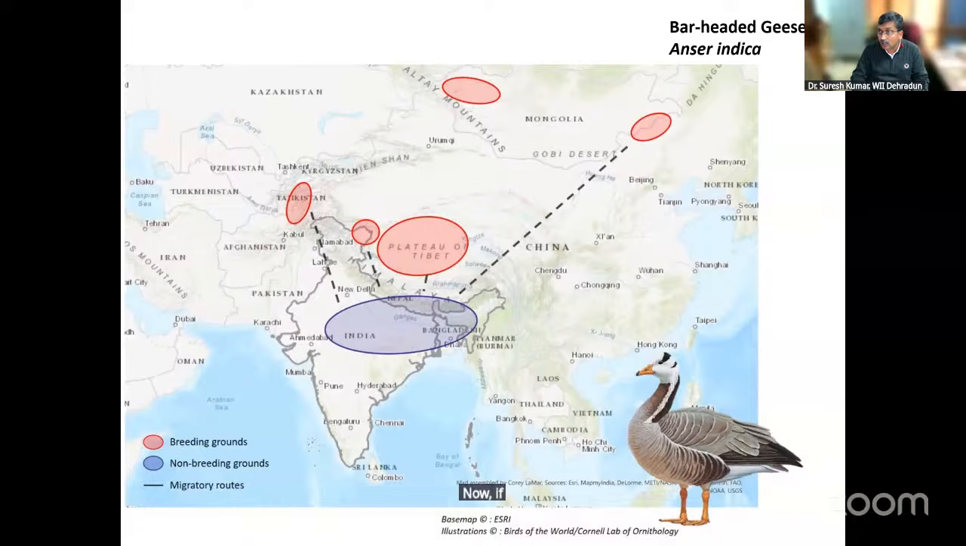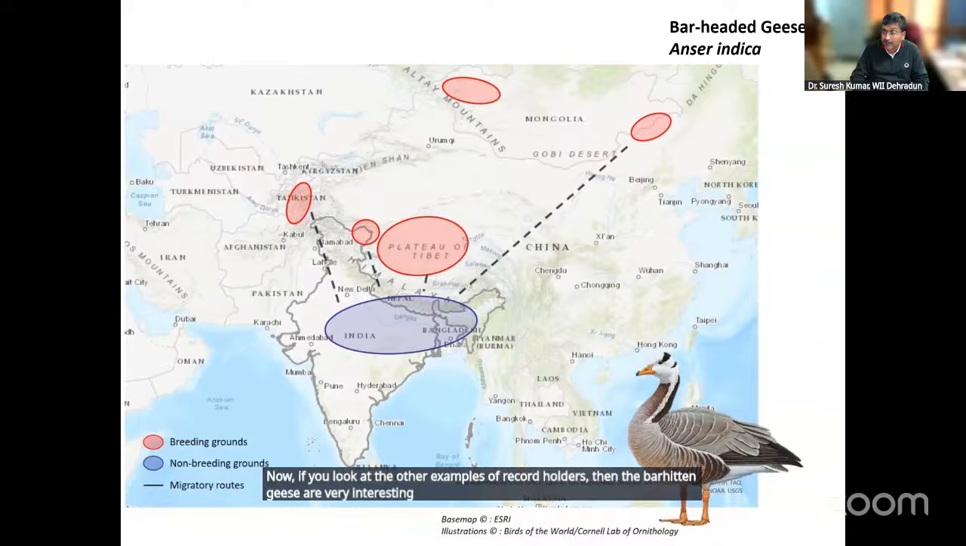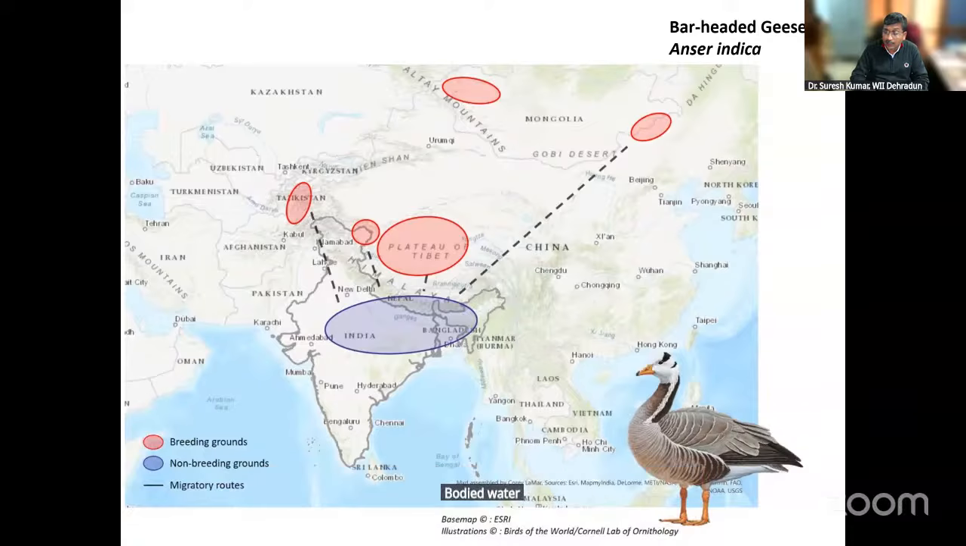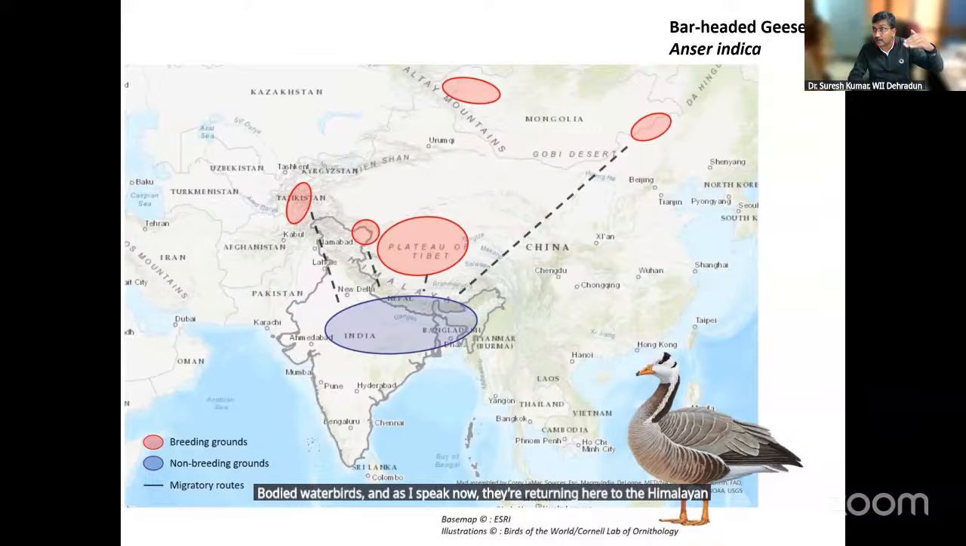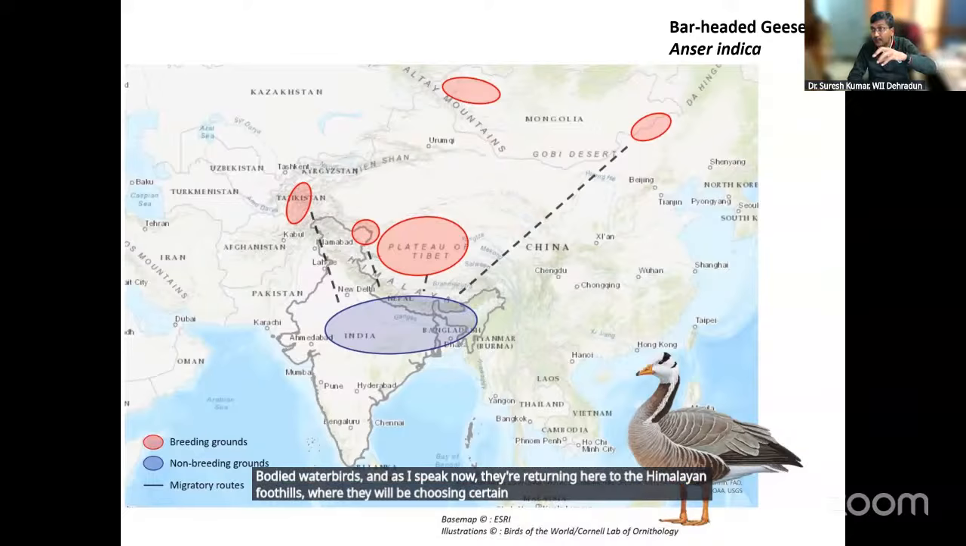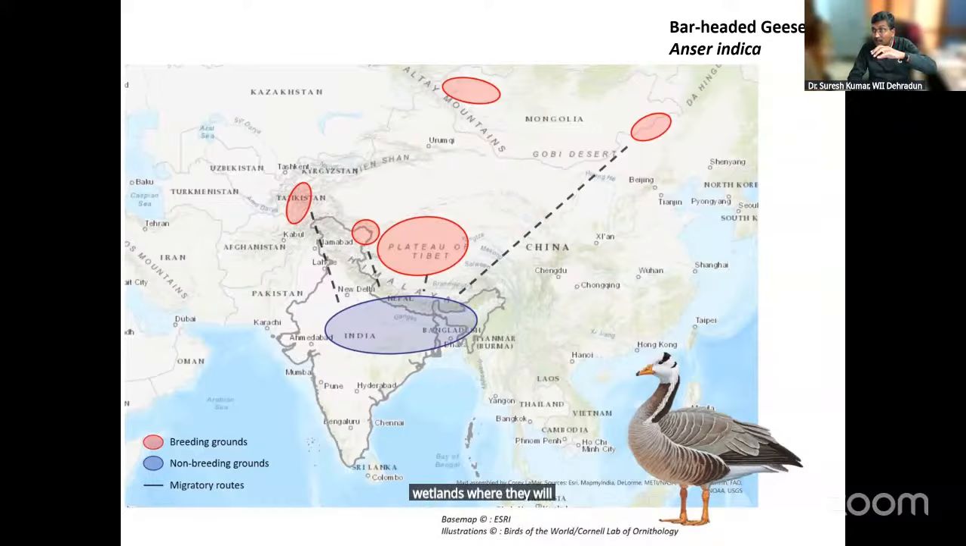Now, if you look at the other examples of record holders, the bar-headed geese are very interesting again, quite fascinating birds, large-bodied water birds. And as I speak now, they're returning here to the Himalayan foothills where they will be choosing certain wetlands where they will stop over. This is known as the staging grounds. And from the staging grounds, they're going to wait for the right time.